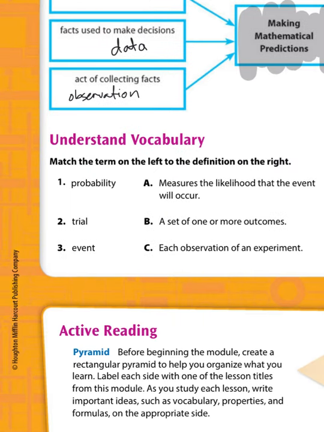All right, and then some new vocabulary for this chapter. Probability measures the likelihood that an event will occur. An event is each observation of an experiment. And then a trial is a set of events or a set of one or more outcomes.